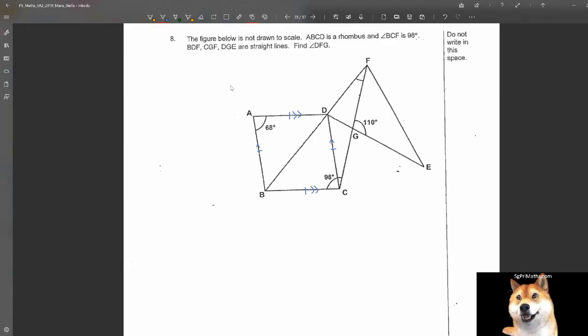BDF, CGF, and DGE are straight lines. Find angle DFG. So this angle here.